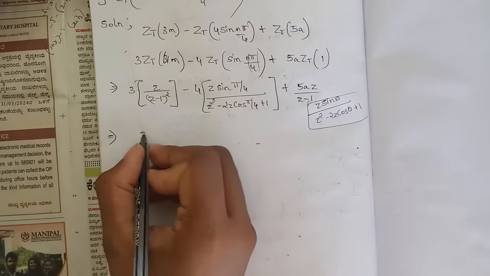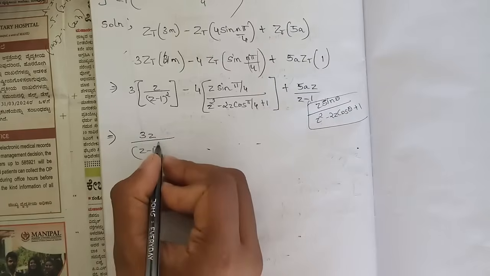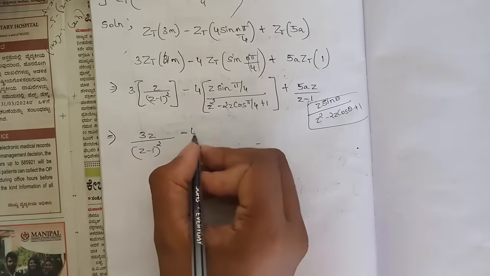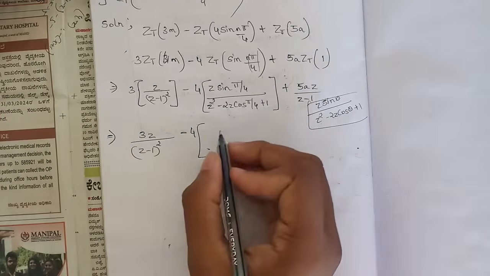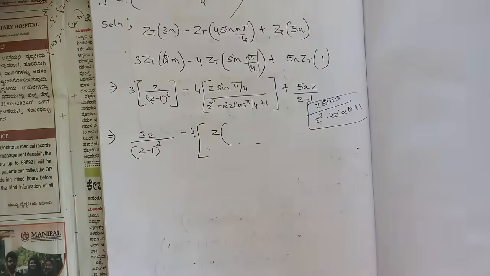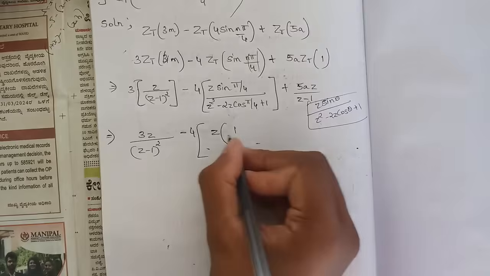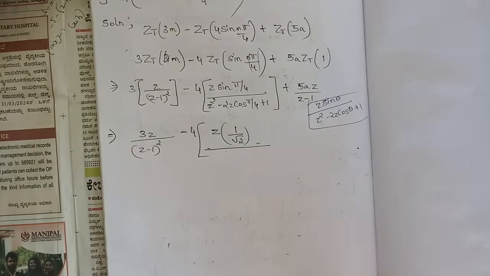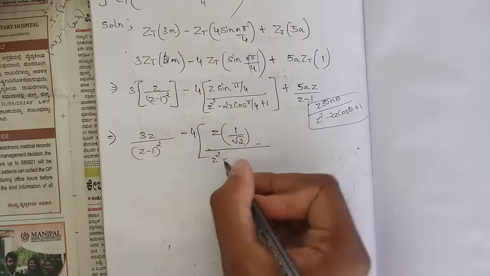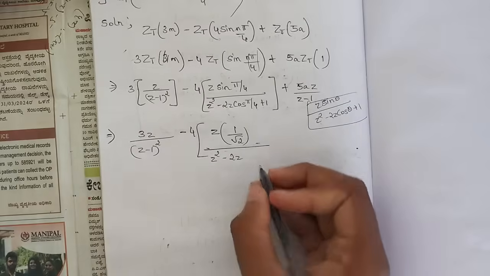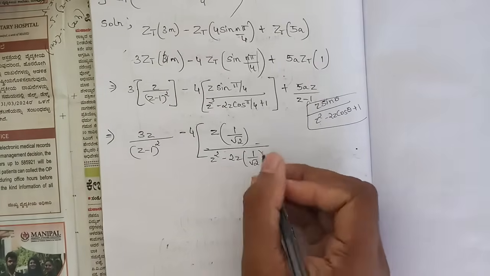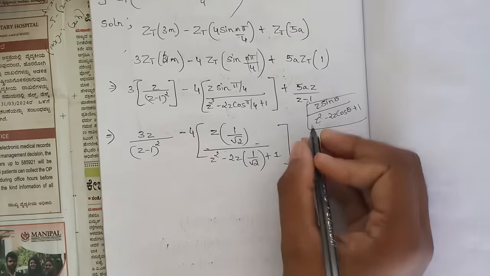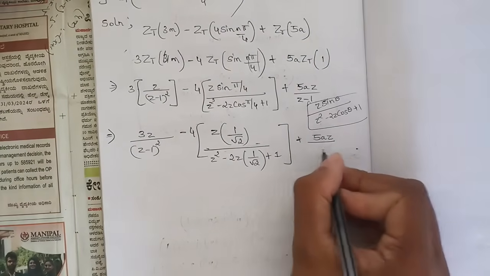So now let's further simplify this. Whole square minus 4 into z into what is sine pi by 4? We have a standard value for sine pi by 4, right? That is sine pi by 4 means sine 45 degree. That is equal to 1 by root 2. So you need to be knowing this. You have studied already this in the lower classes. z square minus 2z into what's the value of cos pi by 4? It is again 1 by root 2, plus 1, plus 5az divided by z minus 1.